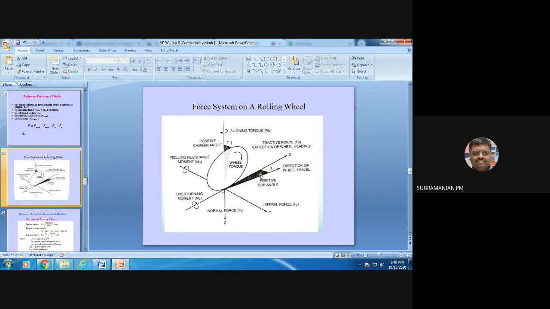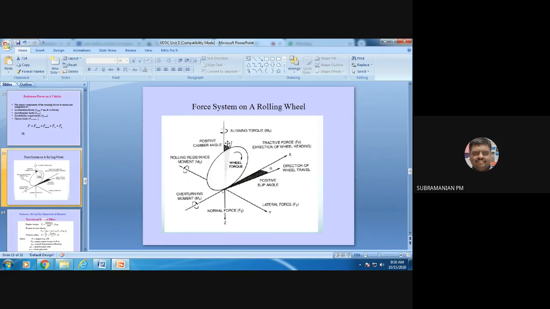In that X direction only, my tractive force as well as resistance force will be acting. That is, tractive force will be acting from left to right, assume. My resistance force will be acting right to left, opposite to that. So tractive force will be acting along the direction of wheel heading, that is, in which direction the wheel is going to move. My wheel is moving in this direction now, clockwise, so my tractive force will be acting in this direction. And this one is the slip angle. We will be studying it later. This alpha is the slip angle.